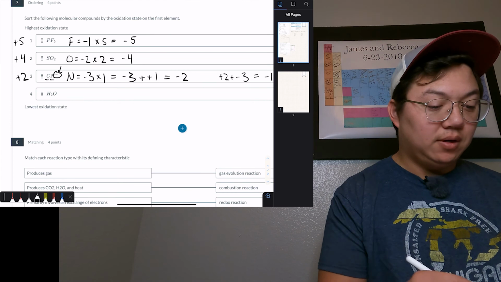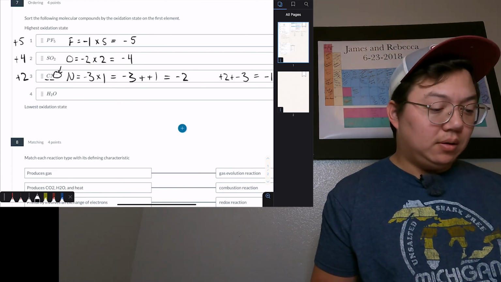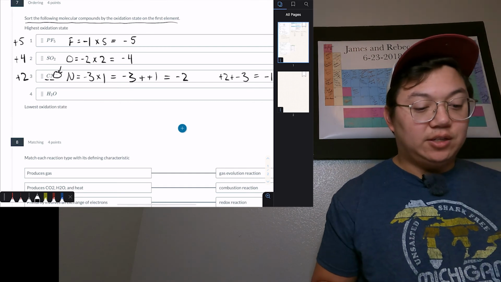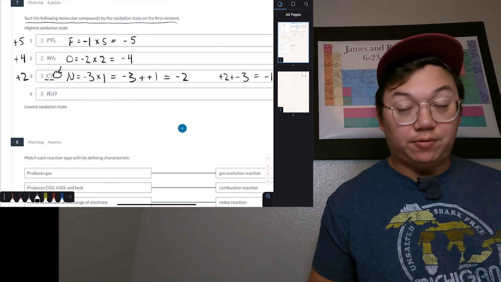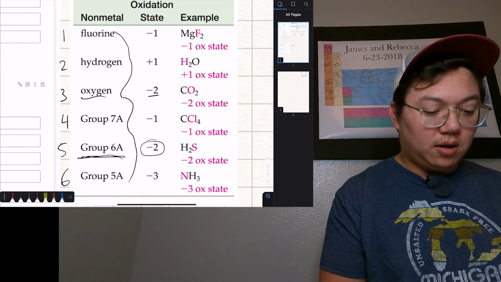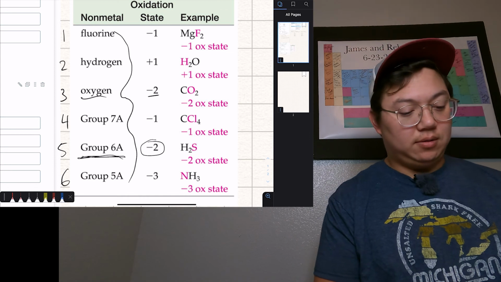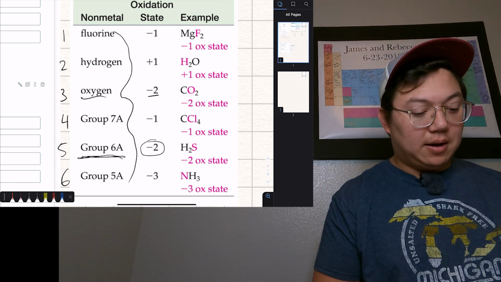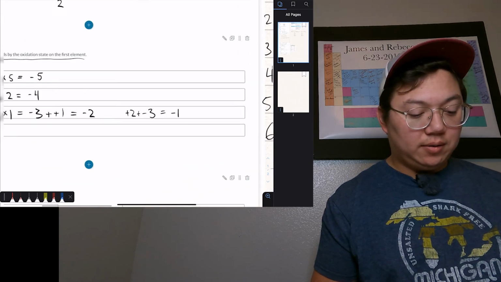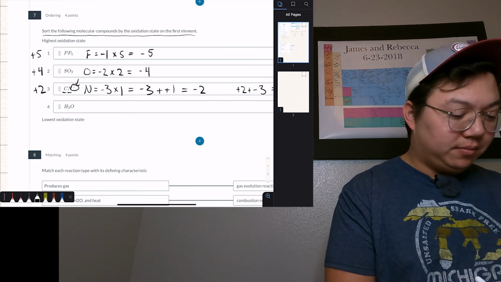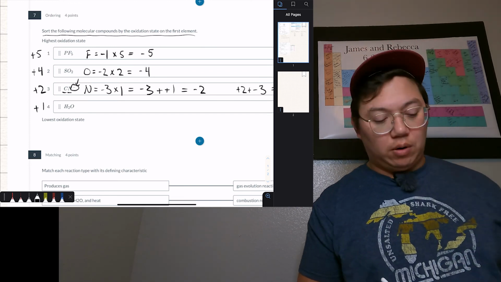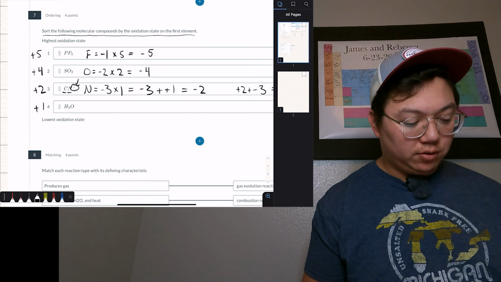Okay, this last one actually ends up being the easiest one because we are sorting the following molecular compounds by the oxidation state on the first element. So our first element here is hydrogen. And if we go over to our table, oh, how about that? Hydrogen is number 2 on our list and supersedes oxygen. So then we'll actually use +1. We can just say that our first element here is +1. So of course these are already in the correct order because these are all the answers.